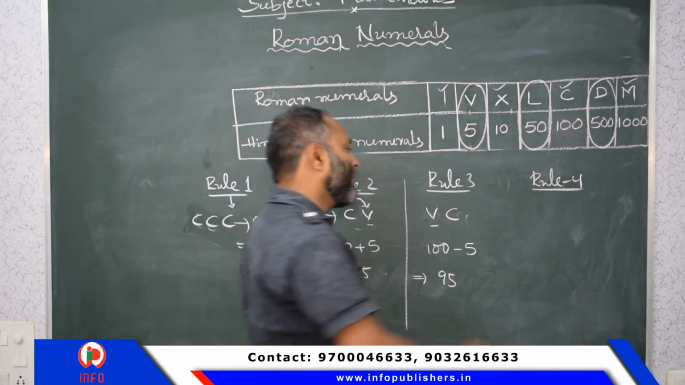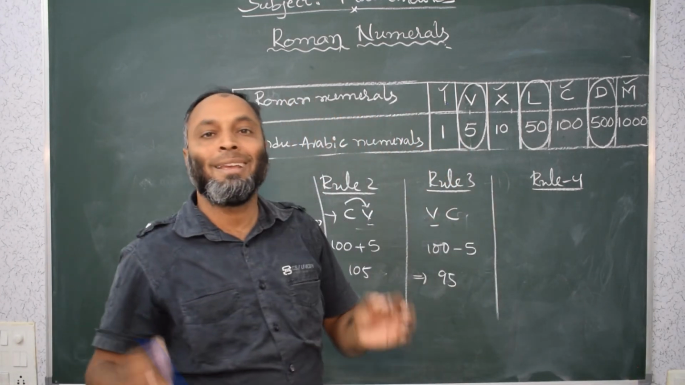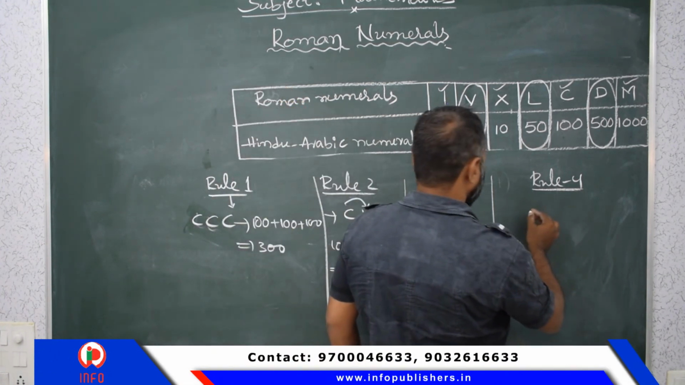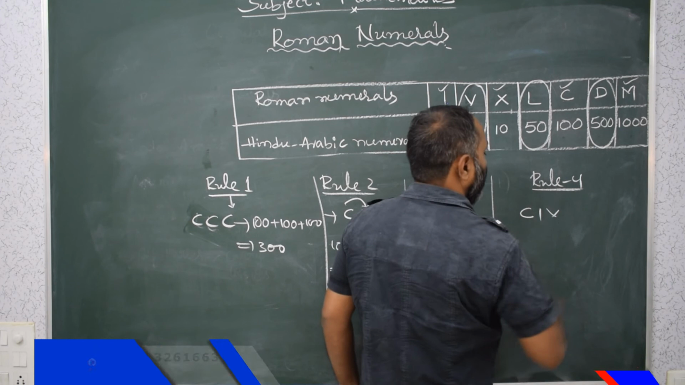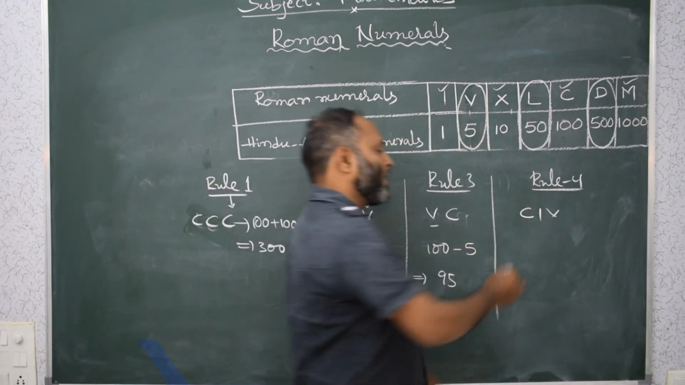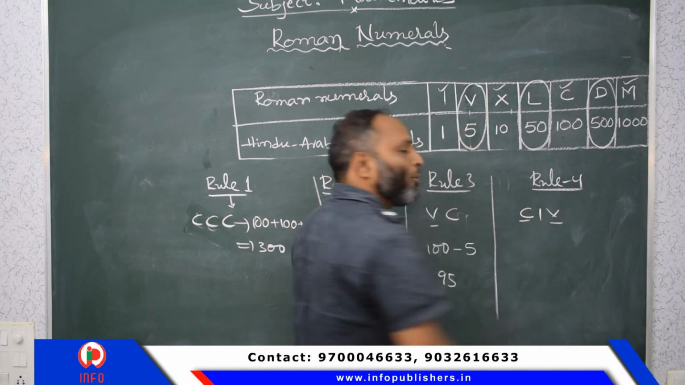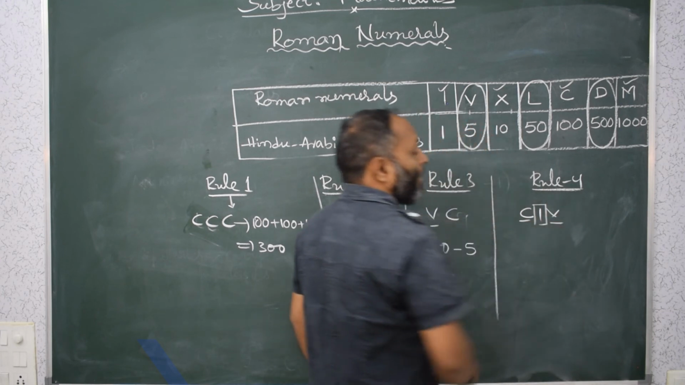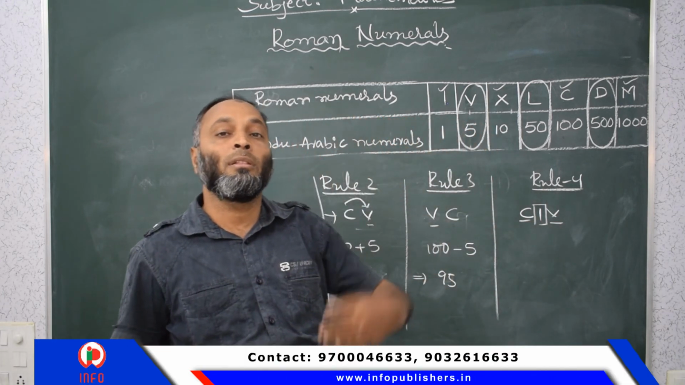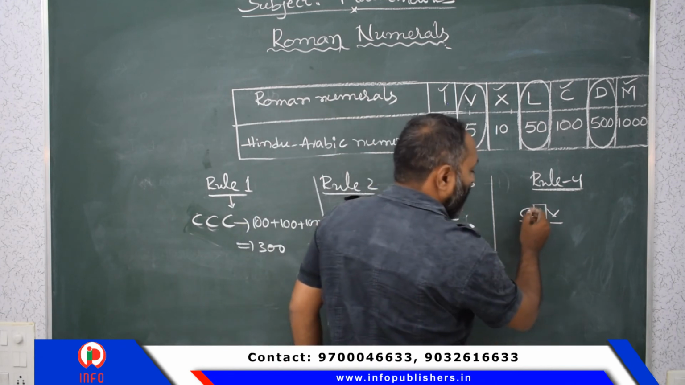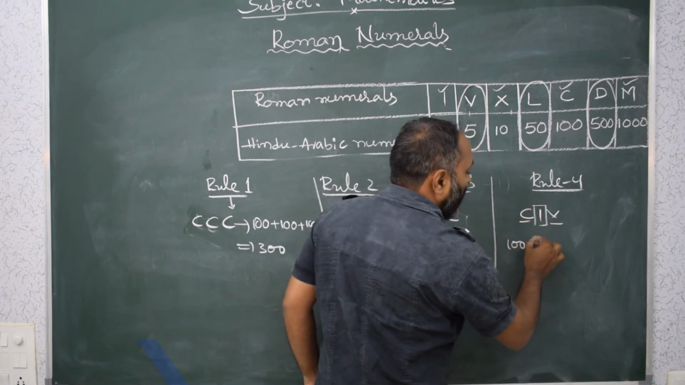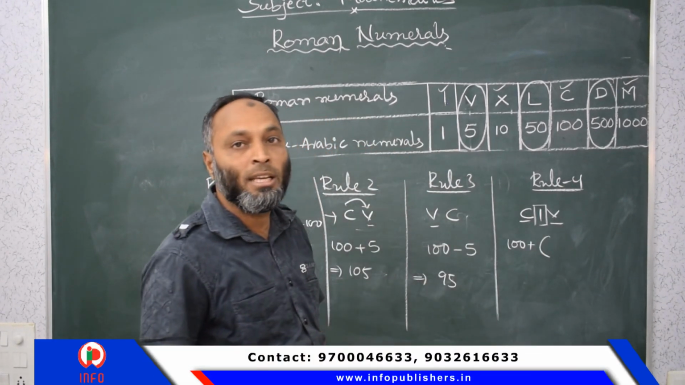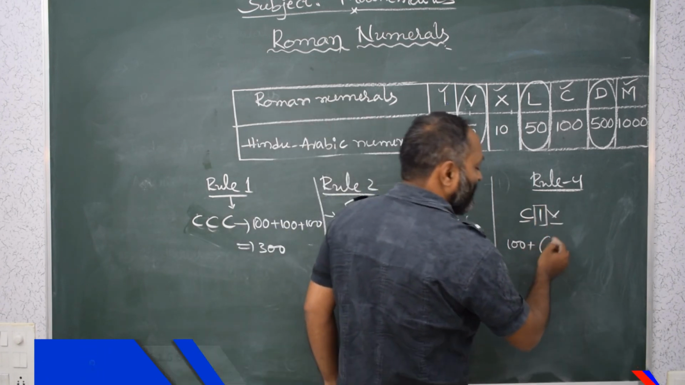And the fourth rule: if a small Roman numeral is between two bigger Roman numerals, then what do we have to do? Like C, I, V. This is a bigger Roman numeral, and one more bigger Roman numeral is V, and in between these two we have I. If a small one comes in between, then how to do it? First we take the value of C as it is, and then we take a plus sign, and after that we select the next bigger Roman numeral. Which one is that? That is V, that is 5.